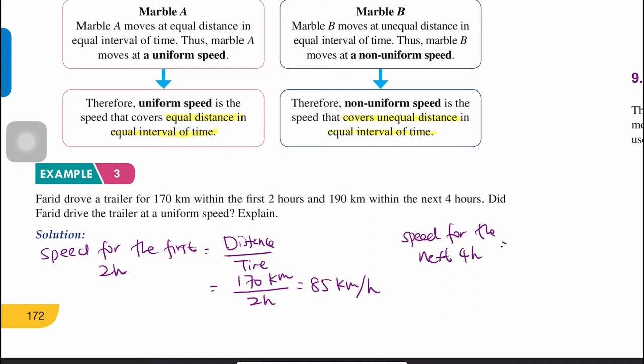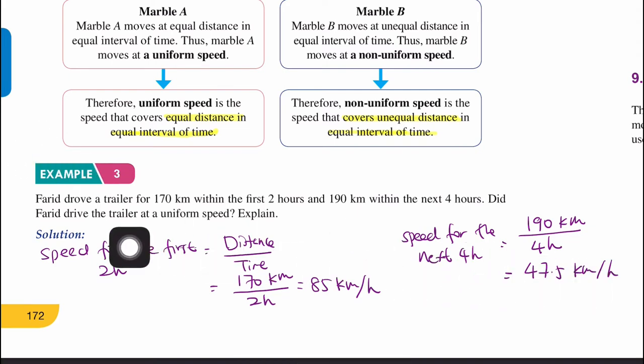Meanwhile the speed for the next 4 hours, so the distance is 190 km in 4 hours. So you will get 47.5 km/h. So now we compare. Uniform speed ke tak? The first 2 hours is 85. The next 4 hours is 47.5. Sini kita dah nampak not uniform speed.